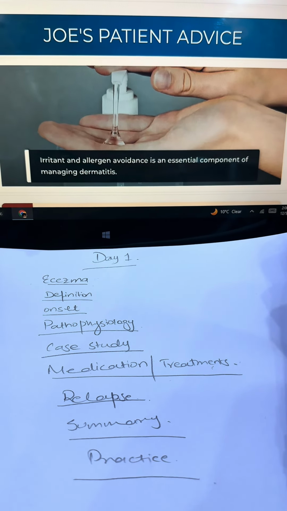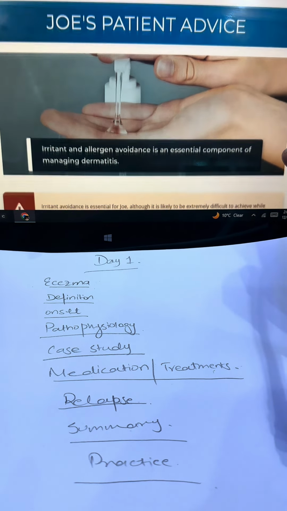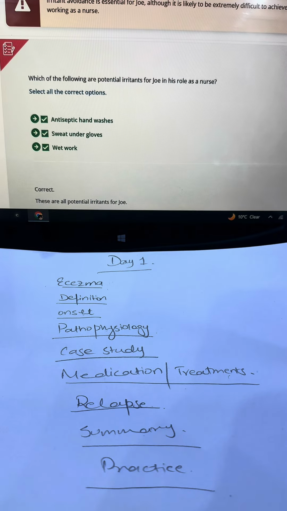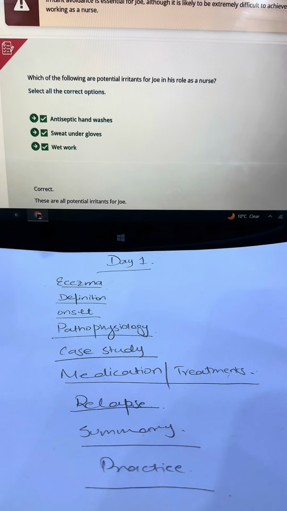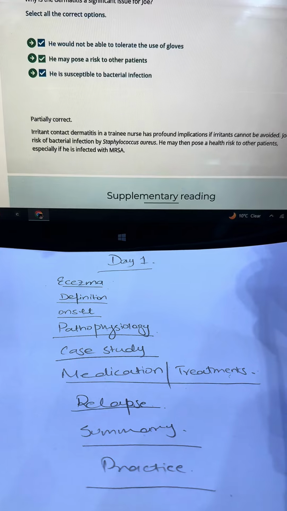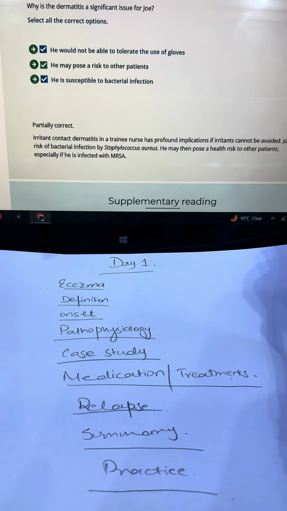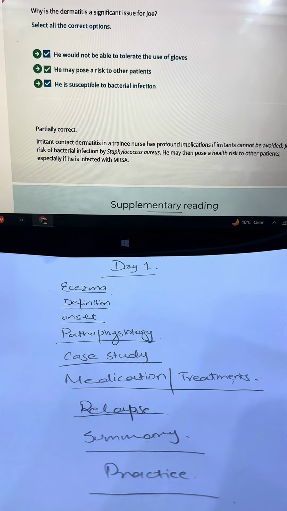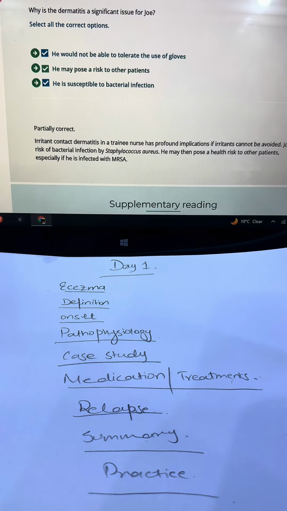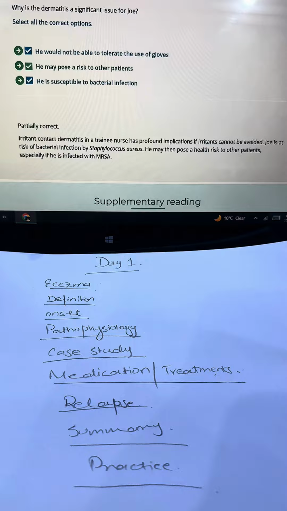In Joey's patient advice, irritant and allergen avoidance is an essential component of managing dermatitis. In the MCQs: which of the following are potential irritants for Joey? Antiseptic hand wash, sweat under gloves, and wet work. And what is the dermatitis's clinical issue for Joey? He would not be able to tolerate the use of gloves. He may pose a risk to other patients. He is susceptible to bacterial infection, Staph aureus maybe.